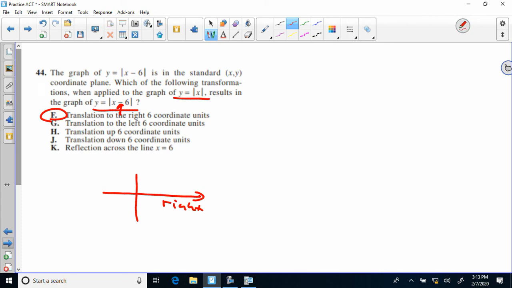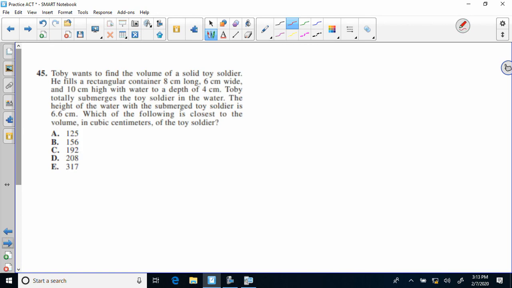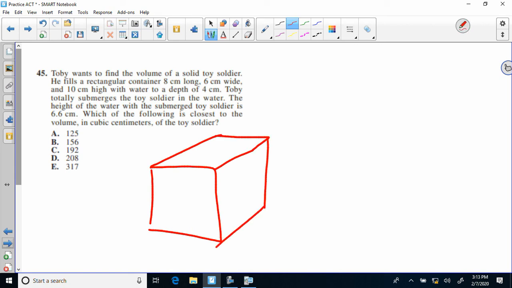Number 45. Toby wants to find the volume of a solid toy soldier. He fills a rectangular container, so he's got some kind of rectangular container. It's 8 centimeters long, 6 centimeters wide, and 10 centimeters high, with water to a depth of 4 inches. So when he's filling it, his depth is only going to be 4 inches. So he's going to have water down here, but it's only 4 inches, right?